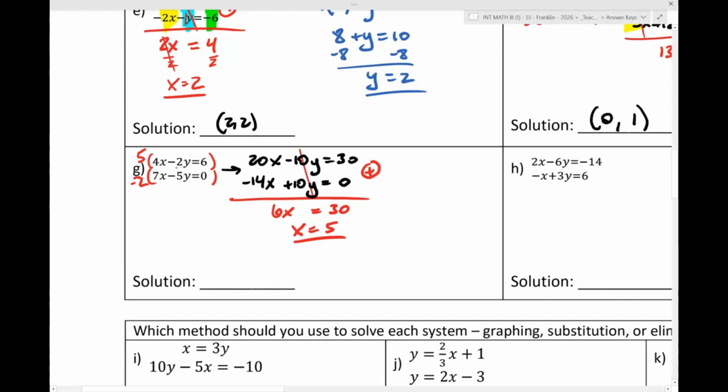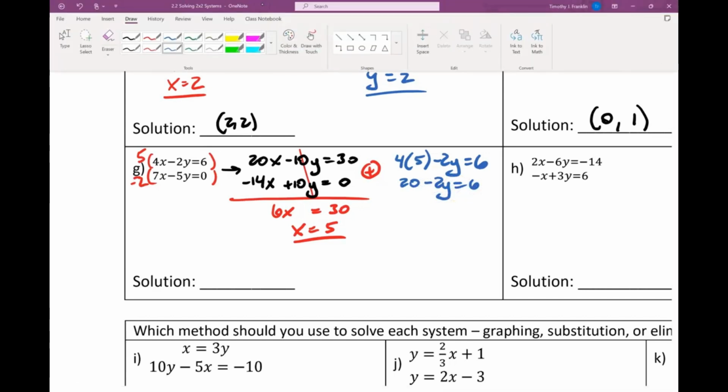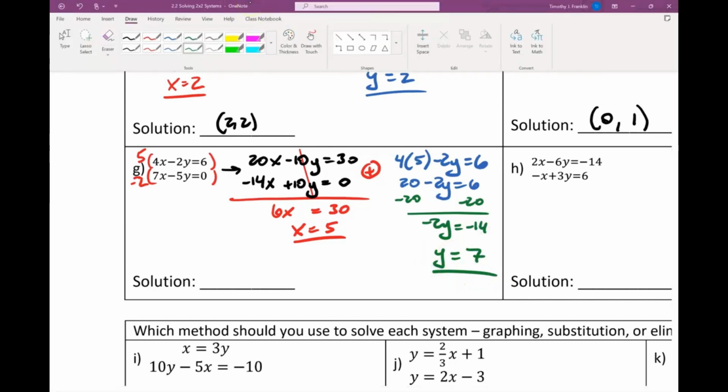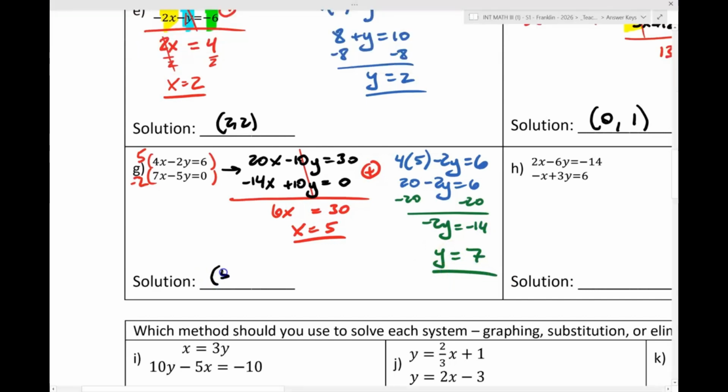Let's put in 5 for x here. 4 times 5 minus 2y equals 6, just using that first equation. And so 20 minus 2y equals 6. So to solve this, subtract 20, just a two-step equation. Negative 2y equals negative 14, and so y equals 7. And my solution is the point (5, 7).